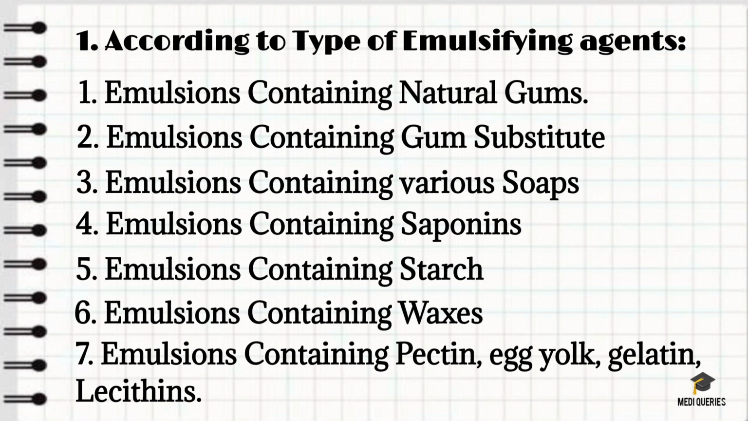In this, various types are there. Emulsions containing natural gums, for example gum acacia, tragacanth, and mucilage of Irish moss. Emulsions containing gum substitutes, for example cellulose and its derivatives and salts of alginic acid. Emulsions containing various soaps, saponins, starch, natural waxes, for example wool fat and beeswax, and synthetic waxes, for example emulsifying waxes and cetomacrogol emulsifying agents. Emulsions containing other emulsifying agents such as pectin, egg yolk, gelatin, and dextrins. So these are the various types of emulsions here.